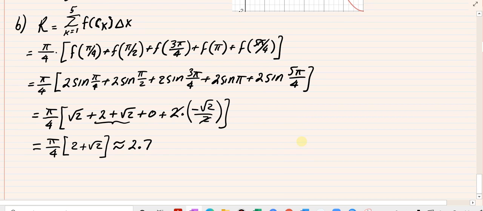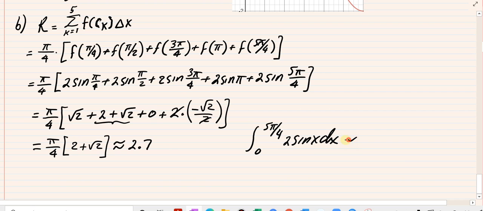So the Riemann sum, which would be equivalent to what we just found, is this. We're saying the definite integral from 0 to, actually, I'm sorry, the upper limit of the interval was 5 pi over 4, of 2 sine x dx.